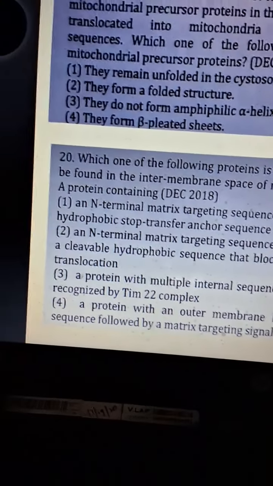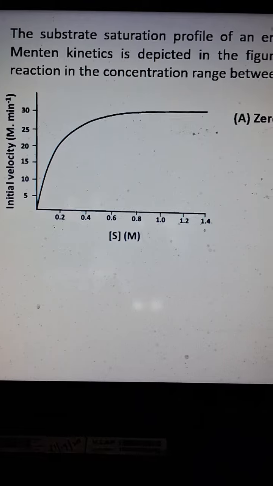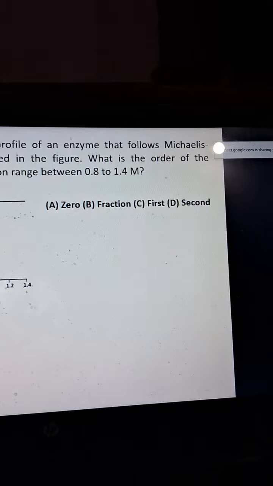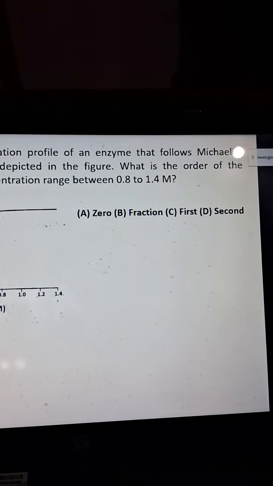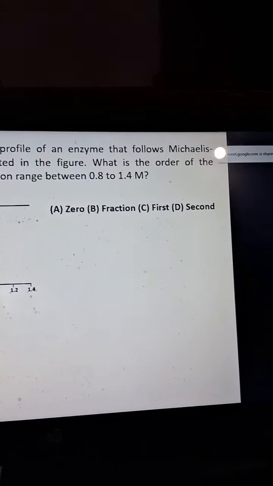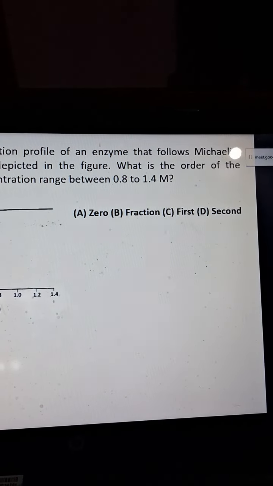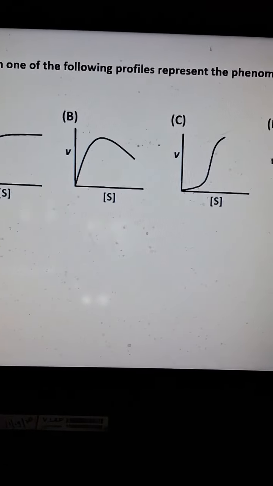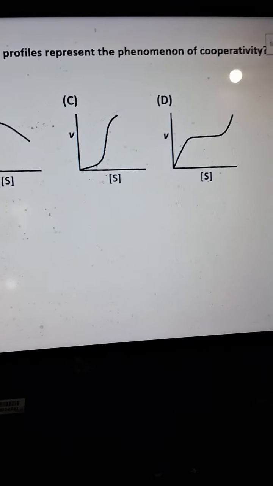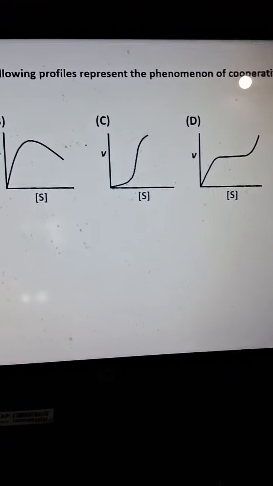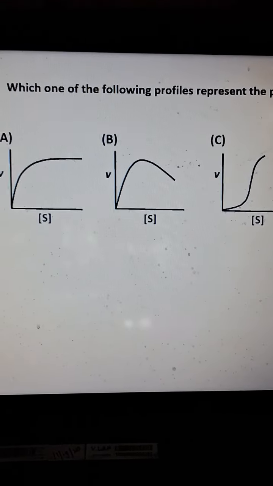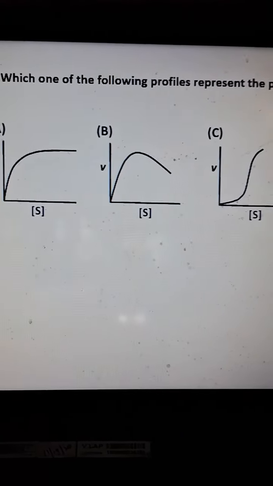Okay, the substrate saturation profile of an enzyme that follows Michaelis-Menten kinetics is depicted in the figure. What is the order of the reaction in the concentration range between 0.8 to 1.4 M? Which one of the following profiles represents the phenomenon of cooperativity related to the Hill equation? For cooperative binding, dissociation or association, what will be the graph? The graph will be sigmoid.